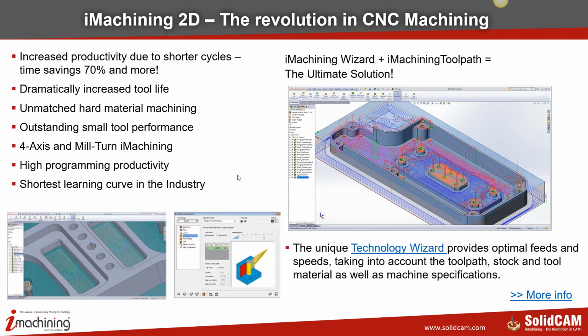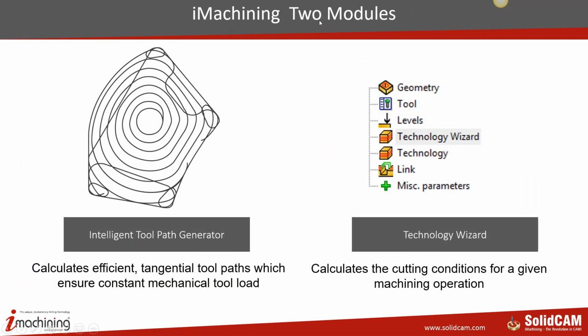So basically, iMachining has two components in it. iMachining has a component of an intelligent toolpath generator, and it is also a technology wizard which generates the optimum cutting conditions for a given machining operation. So iMachining is completely different from its competitors, okay? All our competitors will either tell you to pick up a tool catalog and multiply the feeds and speeds by three or four times and use it. They're not sure. Or they will give you a table of parameters.